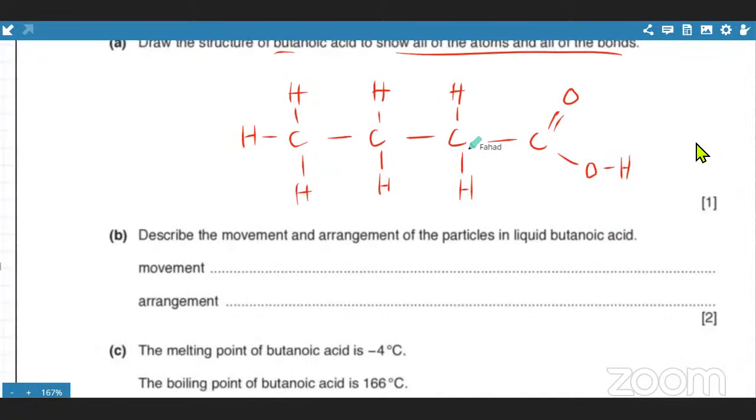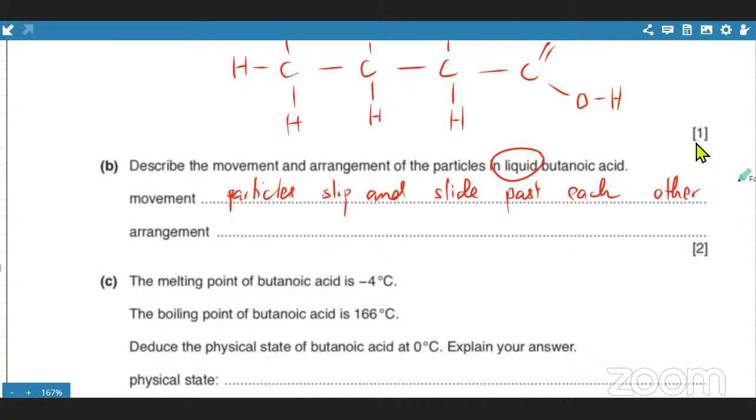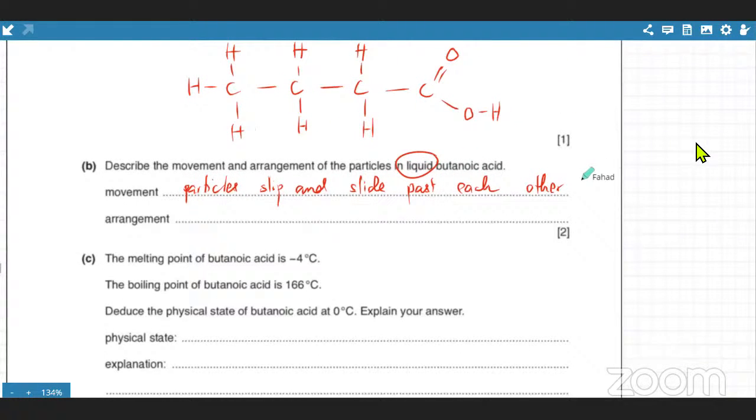Next one is: describe the movement and arrangement of the particles in liquid butanoic acid. So basically, it's talking about a liquid. What's the movement? The particles slip and slide past each other. So in a liquid, the particles are all sliding past each other, and the arrangement is close together, loosely packed, and irregular.